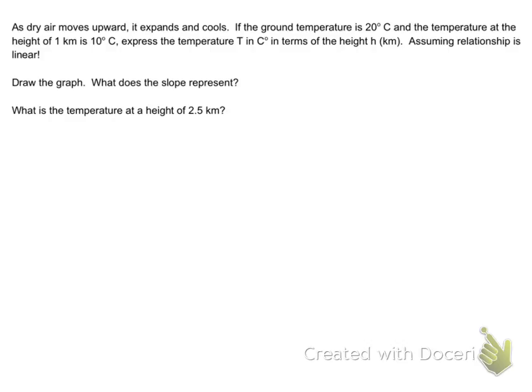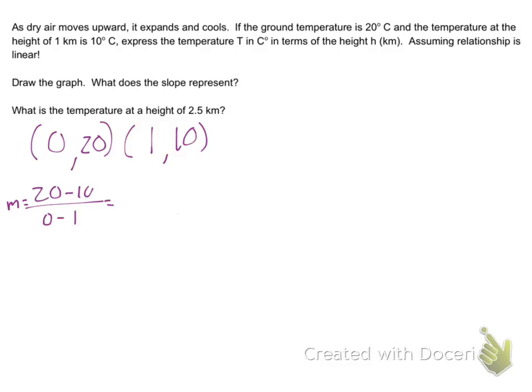Some things we need here. You need a slope and you need an intercept. Do you happen to have any of those? What are some data points? 0 kilometers high. The ground is 20 degrees Celsius. There you go. What's the other point? 1 kilometer up. 10 degrees. Hey, we can find a slope from that. M equals 20 minus 10 over 0 minus 1 equals 10 over negative 1, which is a negative 10.